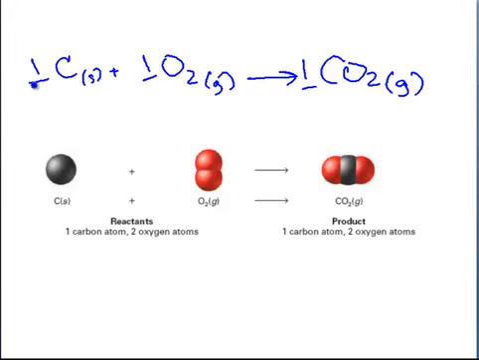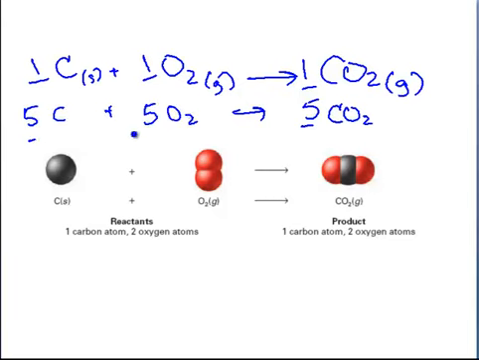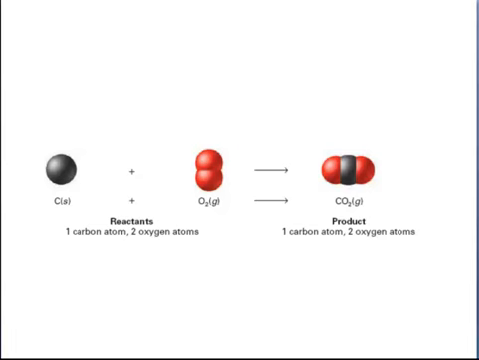But this can be changed. What if I wanted to make 5 moles of carbon dioxide? Well, I would have to use 5 moles of oxygen, and I'd have to use 5 moles of carbon. I can change my coefficients, but notice I've never changed that 2 down there or this 2 down here. I cannot change this. Let's look at balancing.